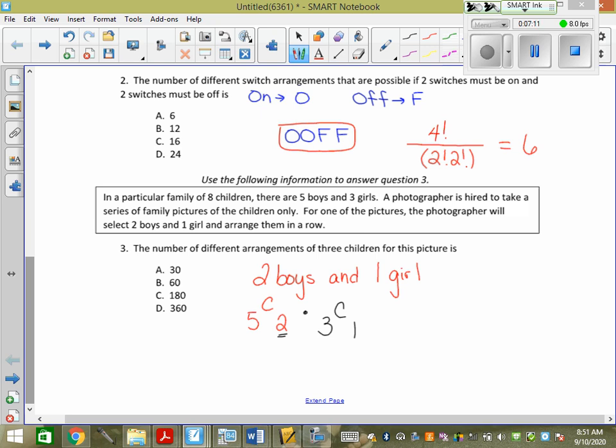So now we have 3 people, right? So now we have to multiply by arranging those 3 people, correct? So how many people could be in this blank, now that I have these 3 people? 3, you're right, good job, nice answer. And how many could be in this blank? 2, and then 1.